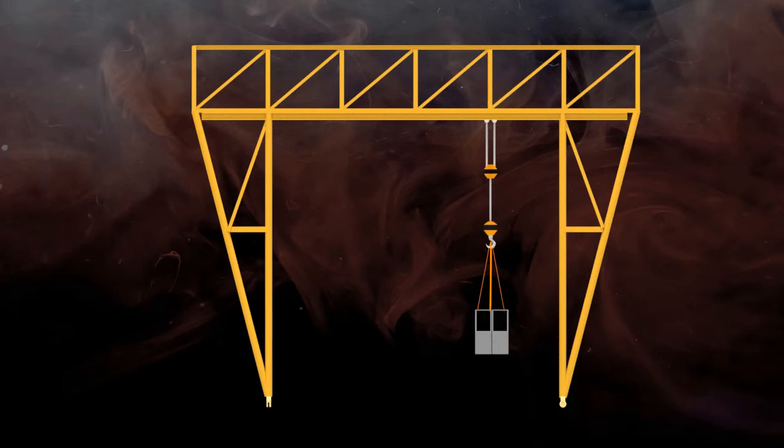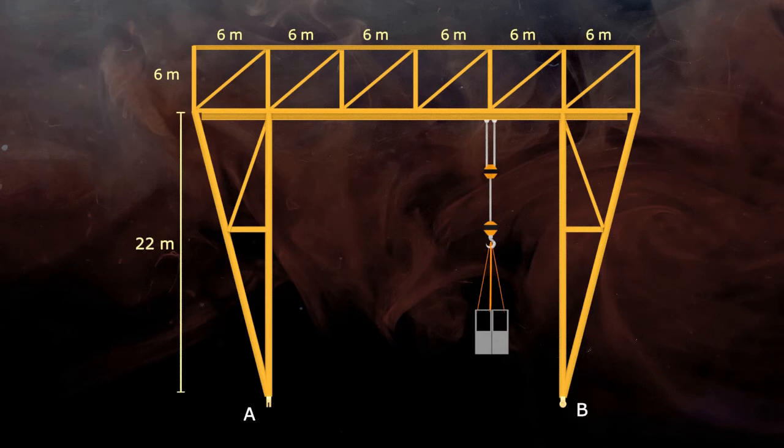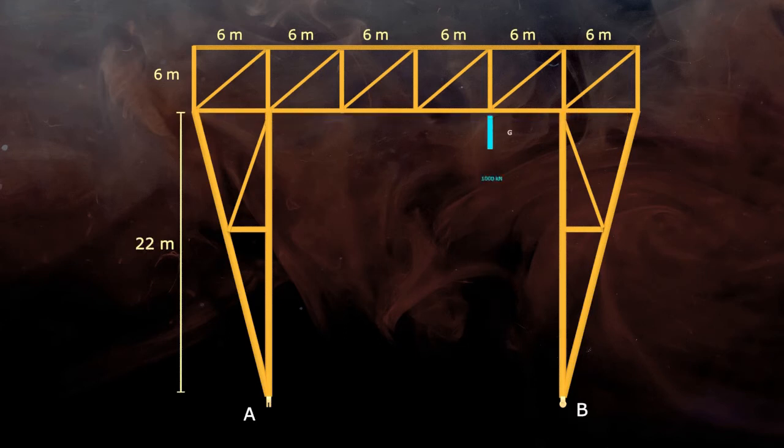The crane is supported by a hinge support and a roller support at joints A and B respectively. Suppose length of all horizontal members and height of this member is 6 meter and this height is 22 meter. Lifting of the beam imposes 1000 kN force in downward direction at joint G. Then find out the forces acting in members CD and EF.